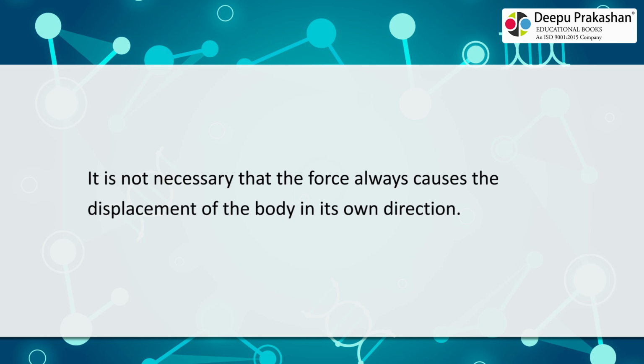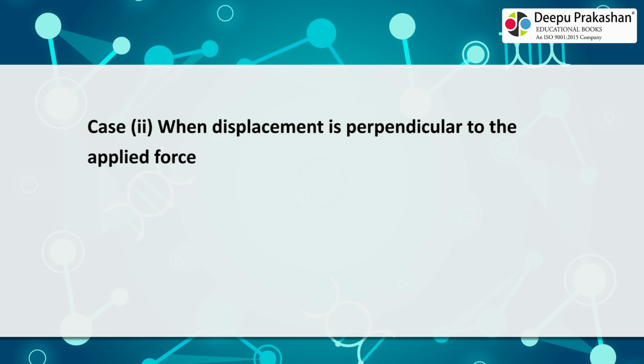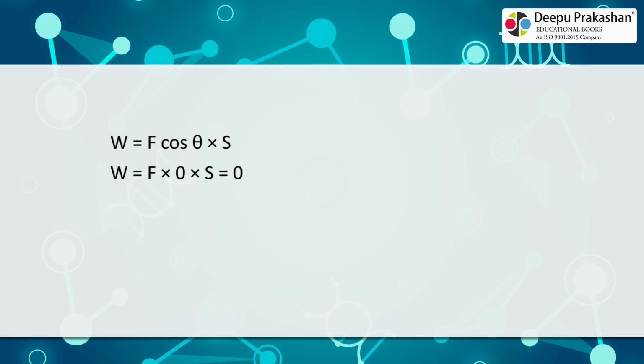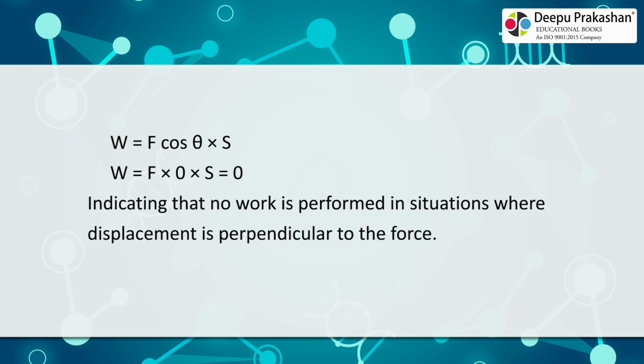It is not necessary that the force always causes the displacement of the body in its own direction. Case 2. When displacement is perpendicular to the applied force. In this scenario, the angle between the force applied and the displacement is 90 degrees. Since cos 90 degrees is equal to 0, the work done equation W is equal to F cos theta times S becomes W is equal to F times 0 times S, which is equal to 0, indicating that no work is performed in situations where displacement is perpendicular to the force.